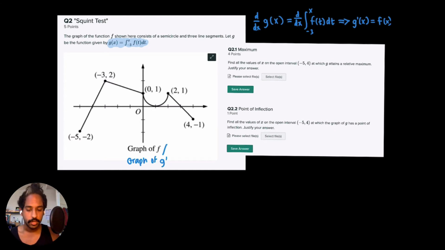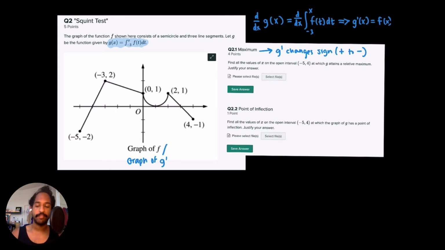And so that means when they're asking us to find a maximum for g, we need to find where g prime changes sign. And specifically, since we're finding a maximum, we want to find where it goes from positive to negative. Well, we don't have g prime, but we do have f, and f is g prime. So we have to find when it changes sign from positive to negative. That happens at the zeros.